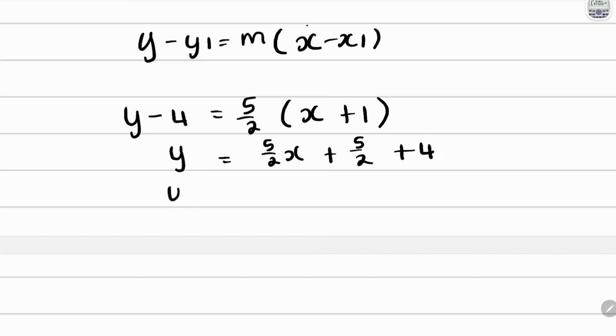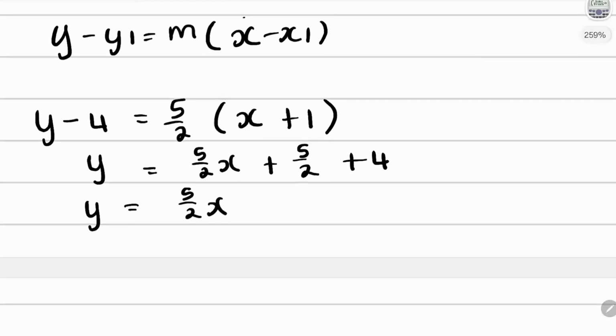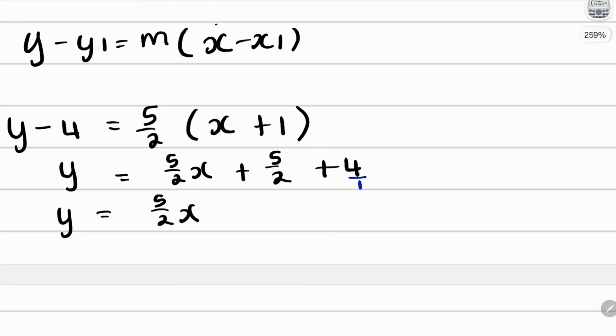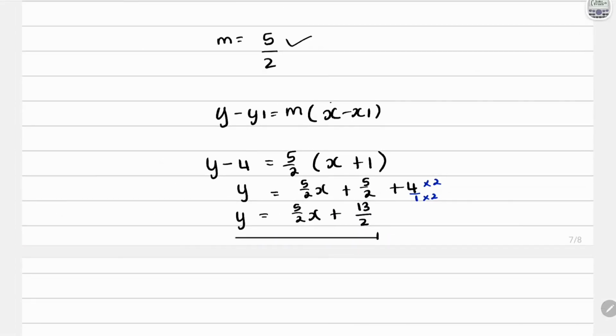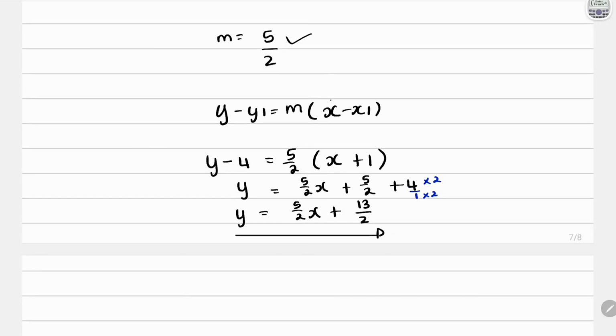Okay, then we just have to add those. So y equals 5 over 2x. And let's see how we're going to add this. So put this over 1. Then just make the denominators the same, or you could just use a calculator. So that becomes 8. So it's saying 8 plus 5, which is 13. And then over 2. So that's our answer. Our answer is 5 over 2x plus 13 over 2. And that is our final answer.